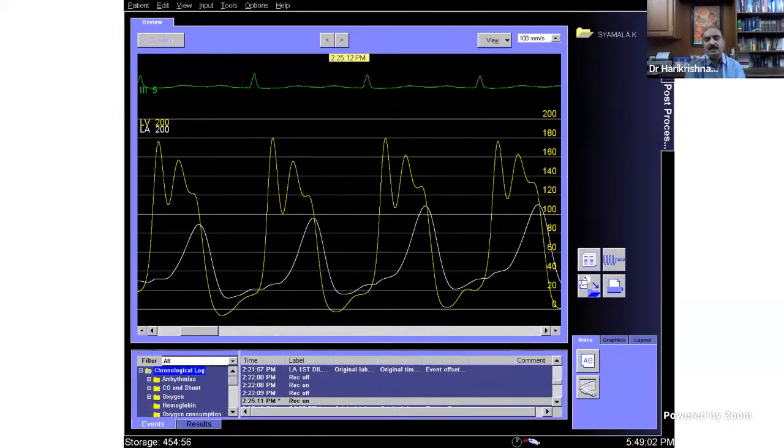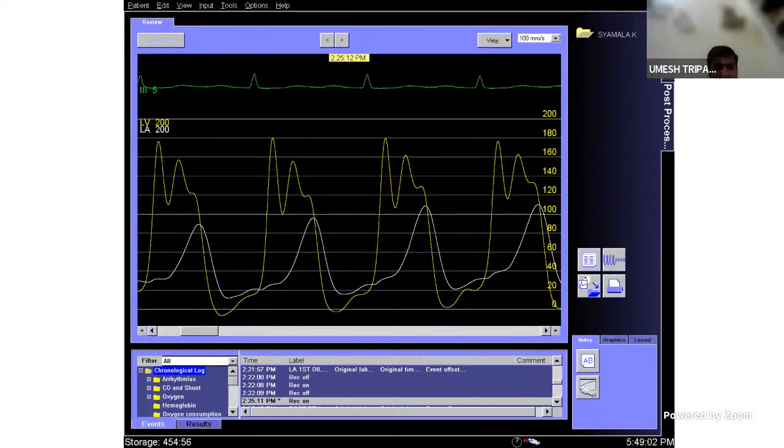Okay. So post-BMV tracing, can you discuss? So again, this is a simultaneous LV and LA tracing. There is almost no gradient between LV diastolic and end-diastolic. There is no end-diastolic gradient. Okay. But the V wave seems to be very prominent, sir. Okay. What is the situation? So it's a post-BMV patient, most likely the complication of the procedure was that MR had developed.